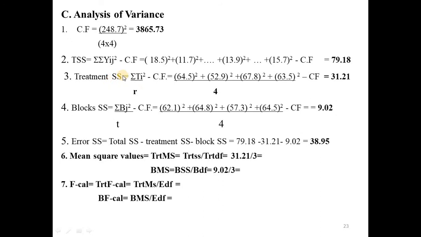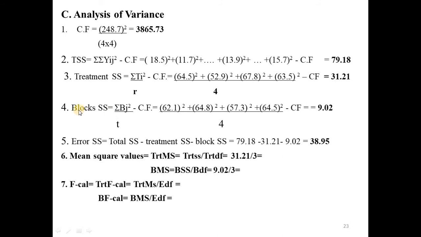And the third one is treatment SS, or treatment sum of squares. This is squaring the treatment totals, dividing by replication, and subtracting the correction factor from this value. And we'll have this much. That means each squared value is of the treatment totals with the corrected treatment total, divided by 4, which is replication, and subtract the correction factor, and we will have this much amount of treatment SS, or 31.21.